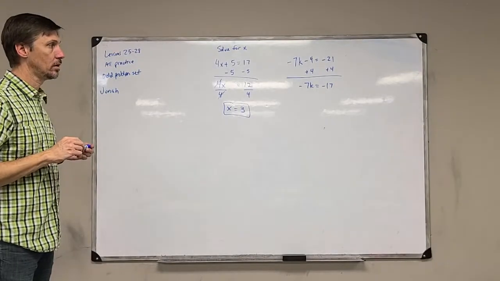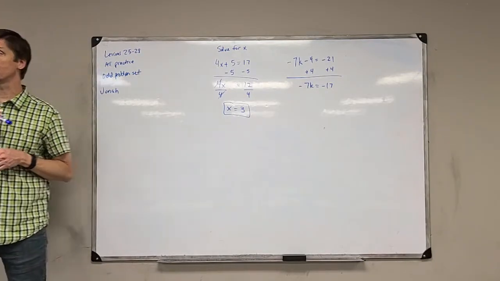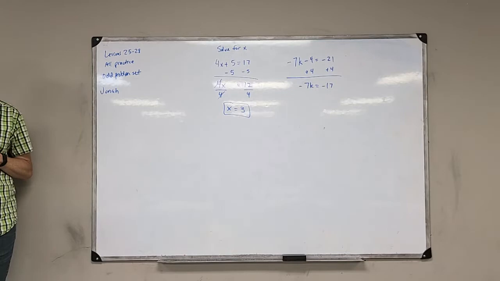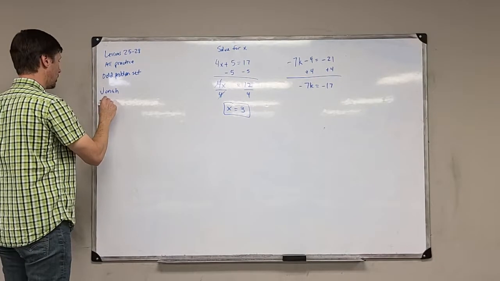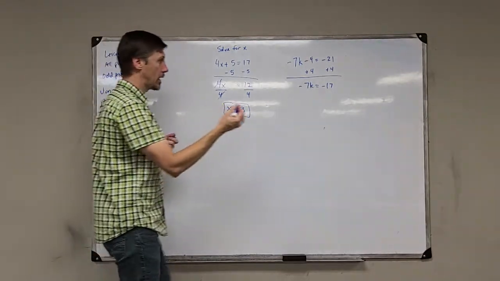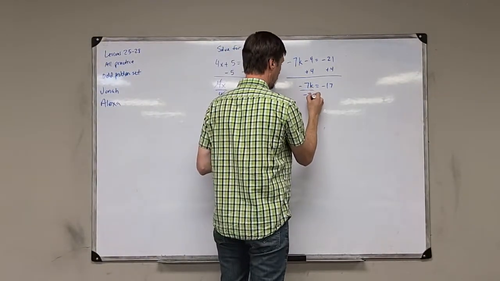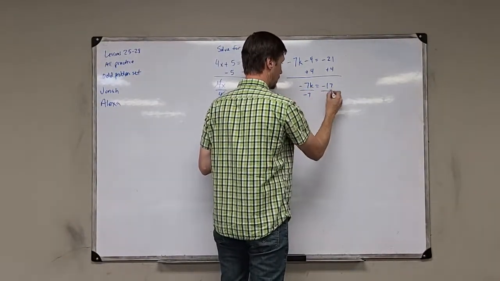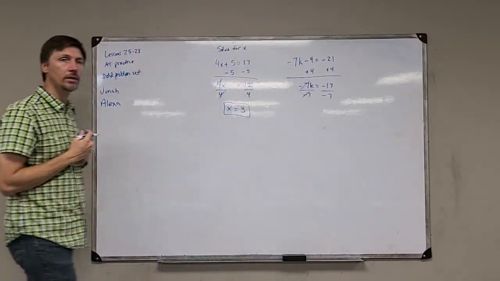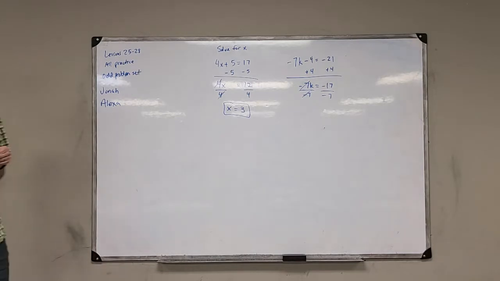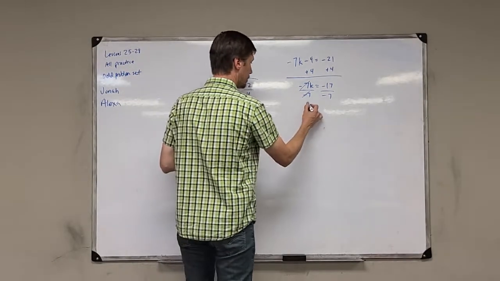Add 7. Not add 7, because that 7 is not added or subtracted to the k, it's multiplied by it. So divide. I'm going to divide it, right? And I got to divide by the negative 7, because I want to get rid of the negative as well, because I just want k. No sign on k, just k all by itself. So this is going to make those cancel out, right? And so I'm left with k.